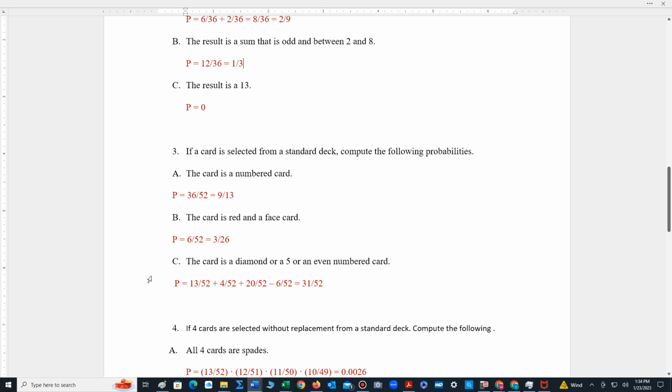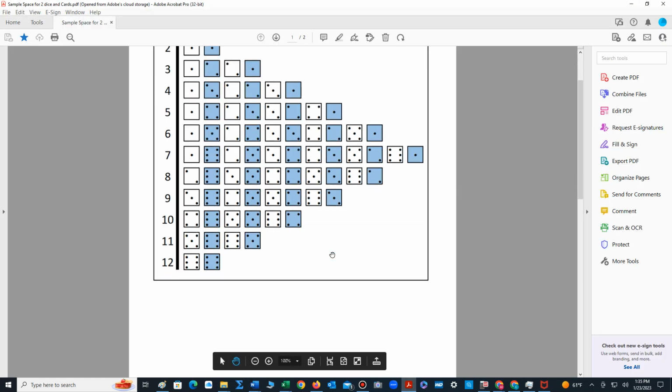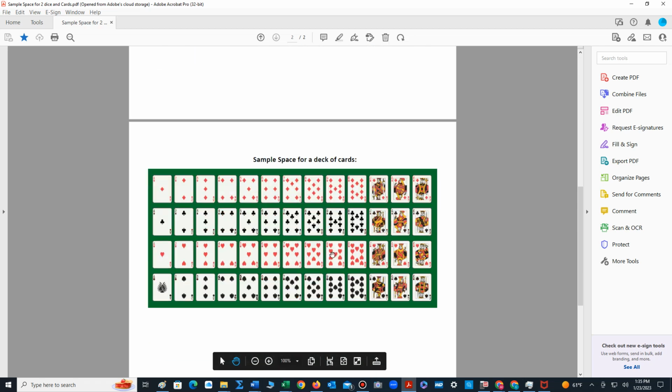Let's look at number 3. So number 3 says a card is selected from a standard deck. Compute the following probabilities. The card is a numbered card. Well, let's look at our deck of cards again. So I do provide that on page 2 of our sample space. So we have our deck of cards. Let's count all the numbered cards.